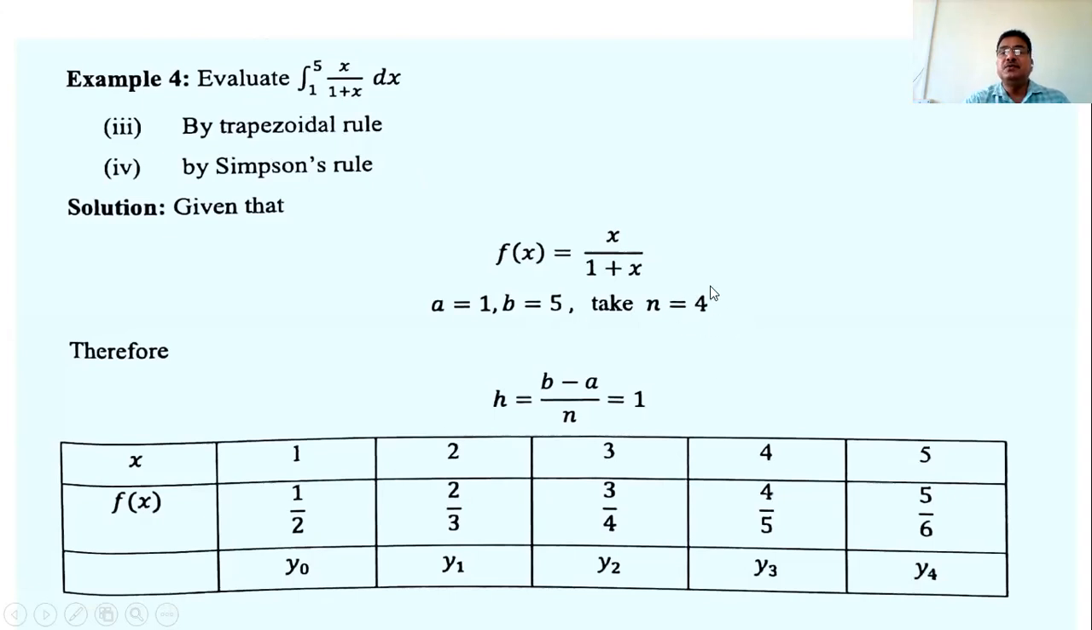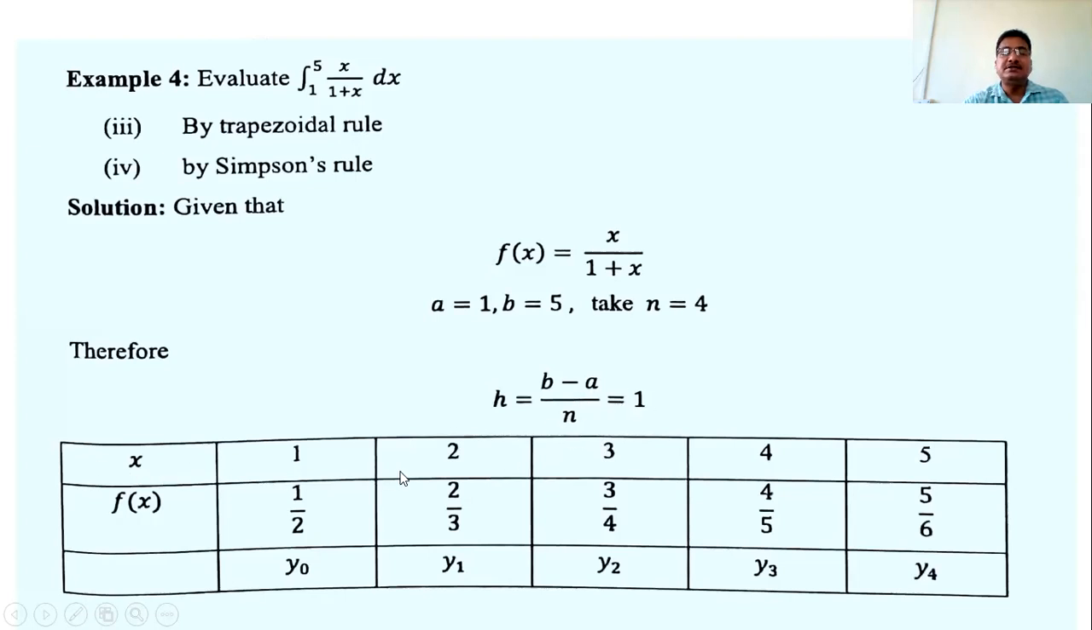So n is 4 because it is convenient to solve the example. N is 4. So h is what? (b minus a) by n. We can also divide this into a different number of sub intervals, we can also take n is equal to 6 or 8, and then h is what? (b minus a) by n, that is (5 minus 1) divided by 4, that is 4 by 4, that is 1.